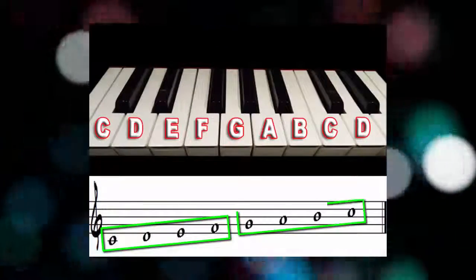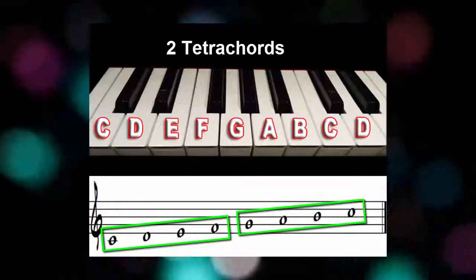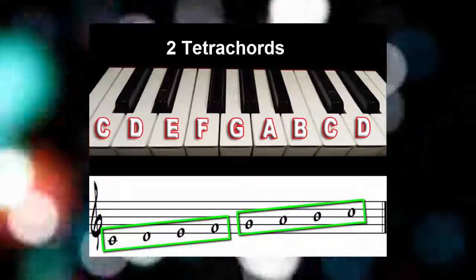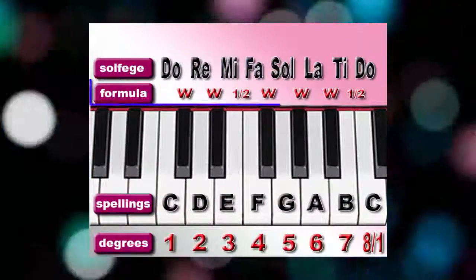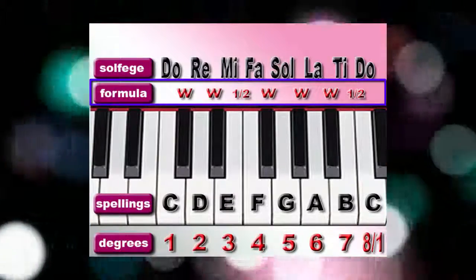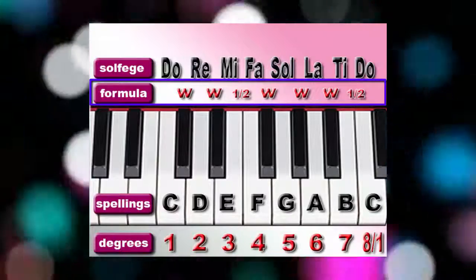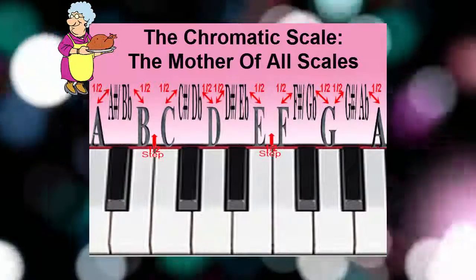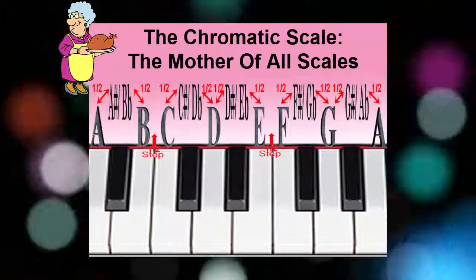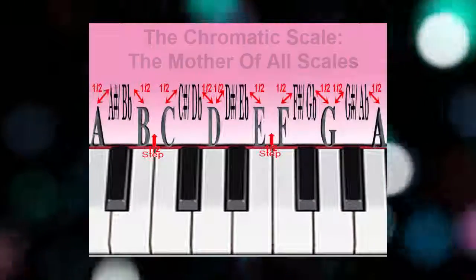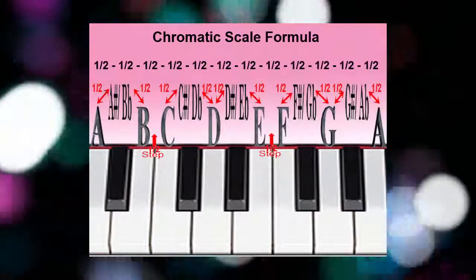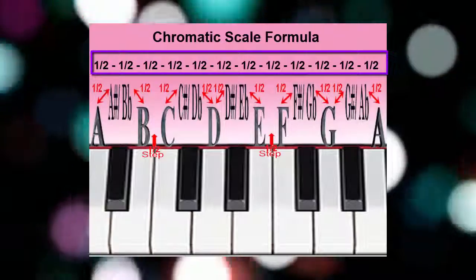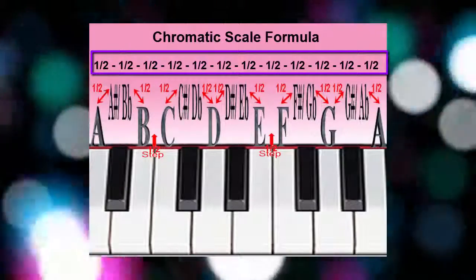For students to truly understand the major scale, they need to analyze it in several different ways. First is the formula, which tells you the distances between the notes. If we look at the mother of all scales, the chromatic scale, we can see all of the notes in the chromatic scale are separated from each other by a distance of 1/2 step. The formula for the chromatic scale would look like this: half, half, half, half, half, half, half, etc.